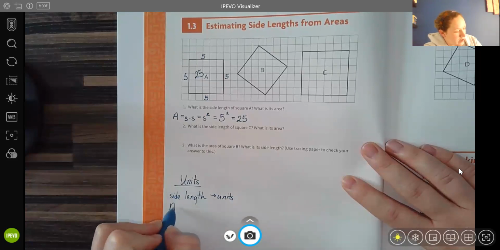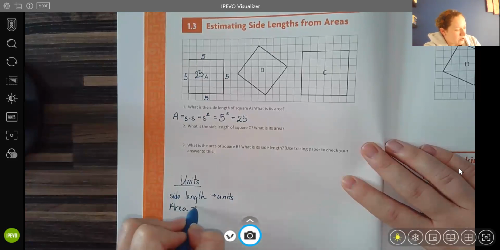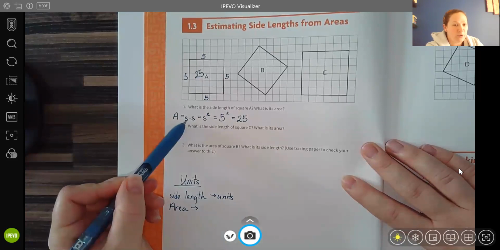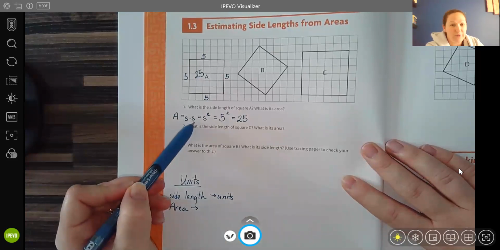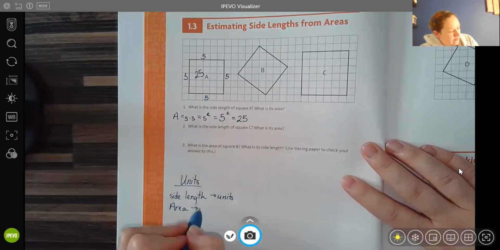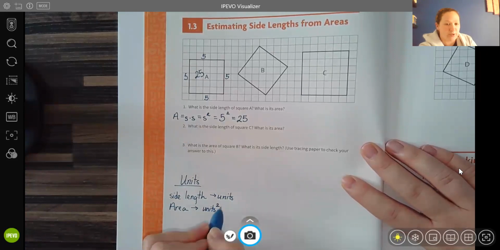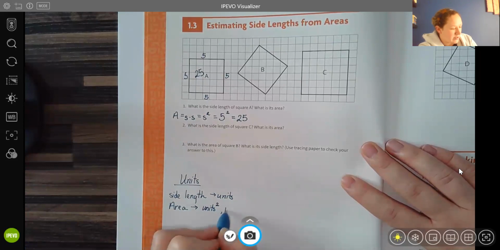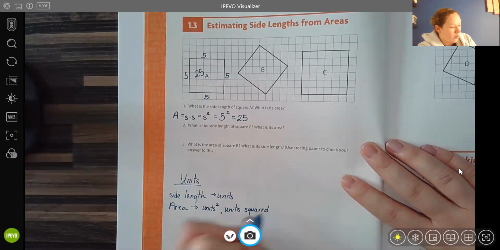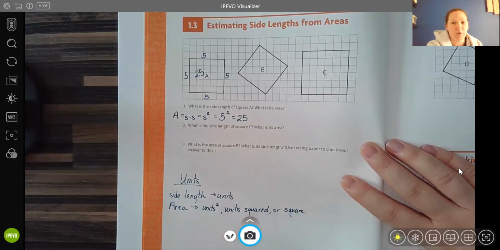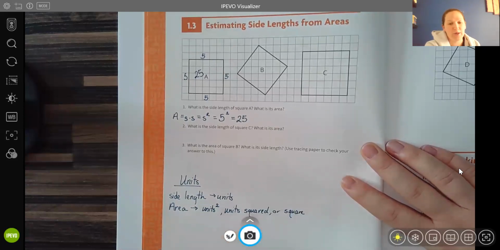Okay, we'll move on to area. We are multiplying units, so this is 5 units times another 5 units. So that gives me 25 units squared, or square units. So we might write it as units to the power of 2. You might see it as units squared, or you might see it as square units. So sometimes we talk about square feet. Okay, that would be an area of something to the power of 2.